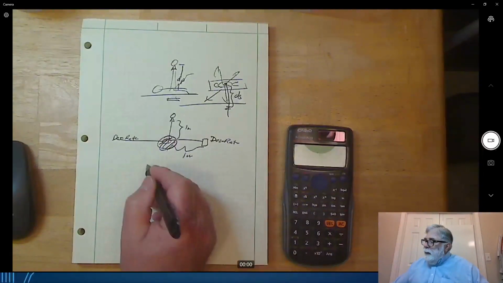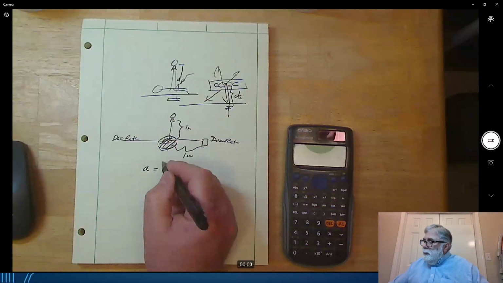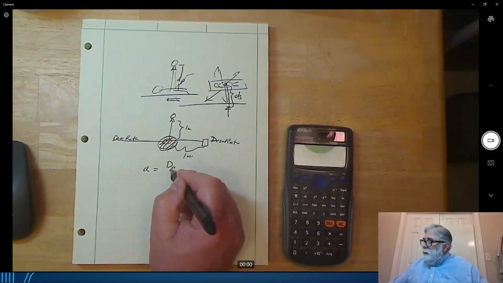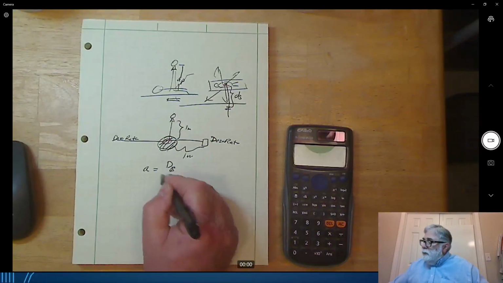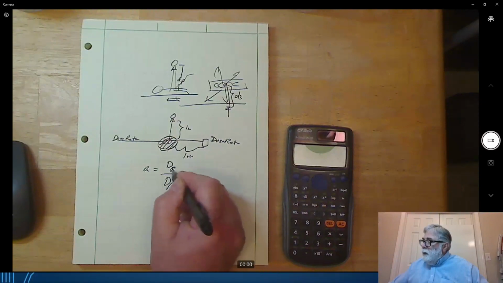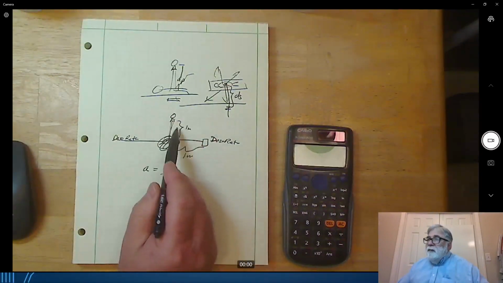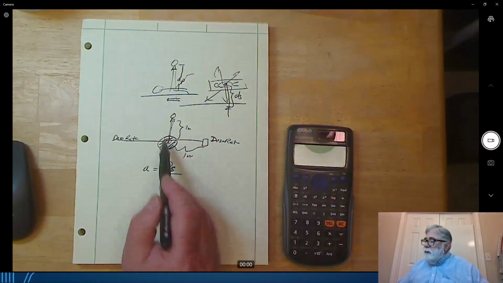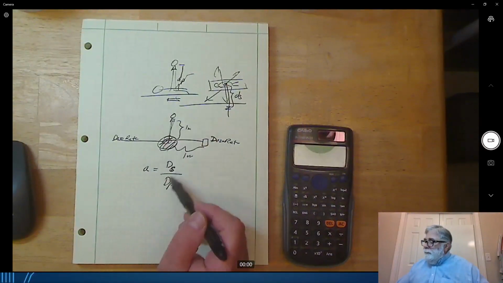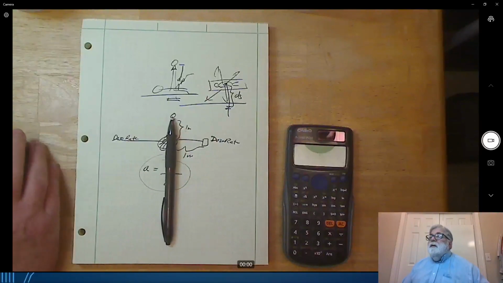Yeah, so the A is equal to the scatter dose rate divided by the primary dose rate. What fraction of the radiation that's incident scatters? And that fraction is A.